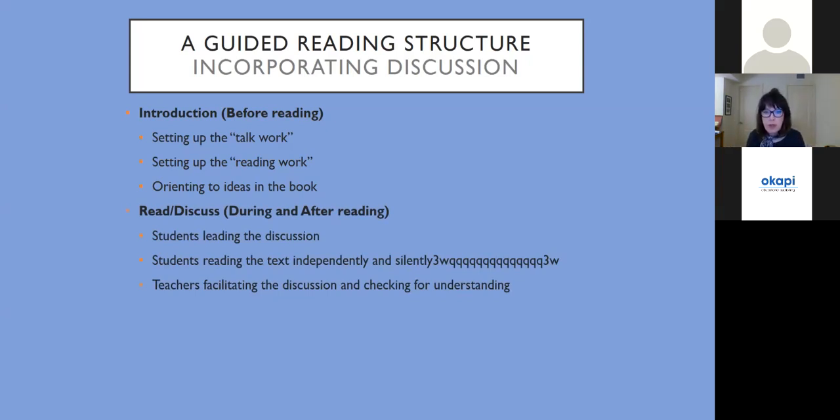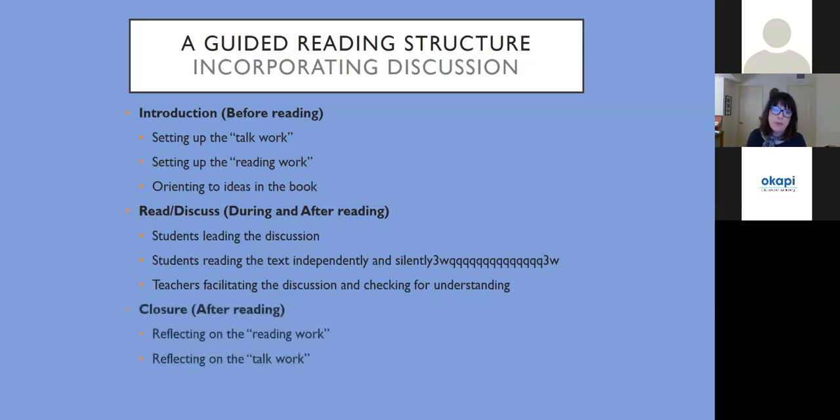We'll talk a lot here about that notion of being able to facilitate a conversation with kids. And that's the place where I'm going to be checking for understanding. I'm going to talk a little bit more about this as we unpack what we see happening in the guided reading lesson in videos. And then after the reading and discussion, there's going to be a closure piece. And that's going to give us an opportunity to reflect on the work that's happened in the lesson. That would be reflecting on the reading work as well as reflecting on the talk work.